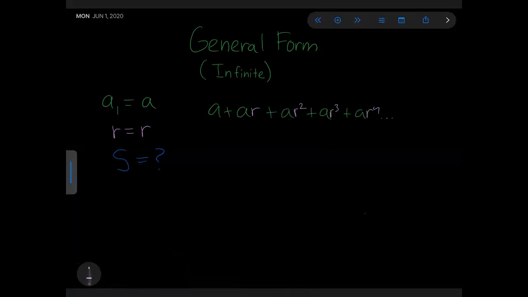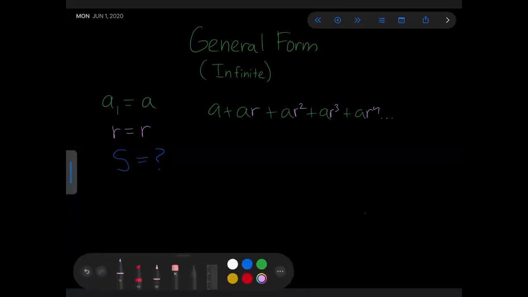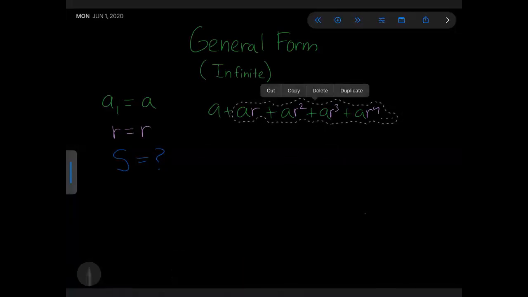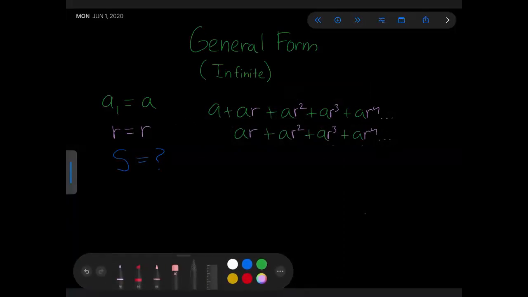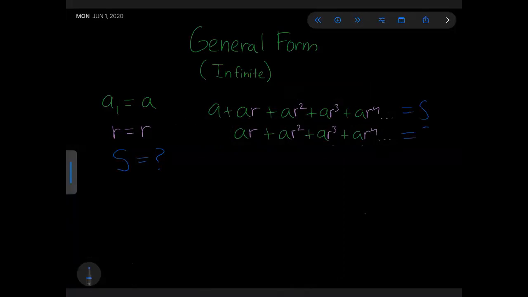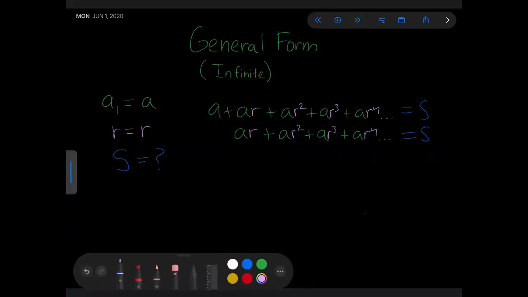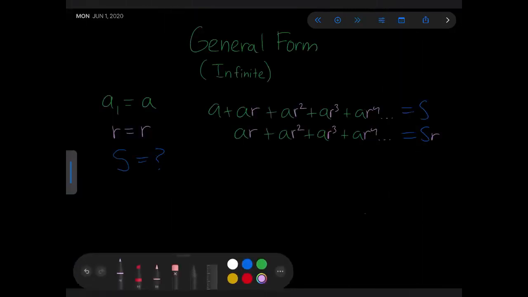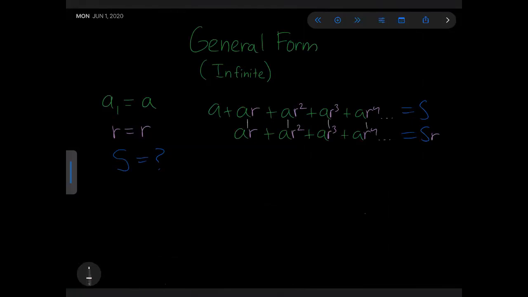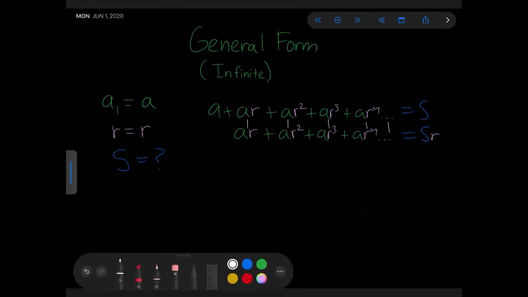Let's use the same trick we did before. Multiply by our common ratio. Just going to copy and paste this because that's what the goal is, right? If we said this is equal to s, then this is equal to s times r, because it's the first sequence multiplied by our common ratio. Again, a lot of like terms. So let's subtract these.